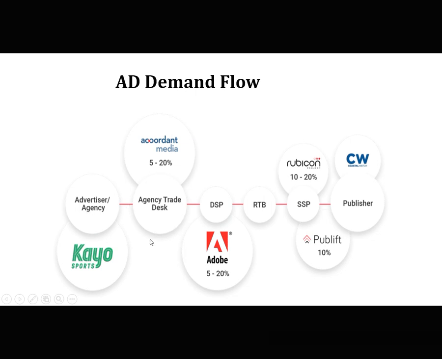So there are various stakeholders involved in programmatic advertising. Starting from the publisher, Coastal Watch, the publisher is connected with a supply side platform, here Rubicon as well as Publift. Then the supply side platform goes for real time bidding via an ad exchange, and the demand is routed through a DSP, which is Adobe DSP. The DSP is interconnected with an agency trade desk, which is Accordant Media, and the agency trade desk is interrelated with an advertiser directly or an agency, which is Kayo Sports.